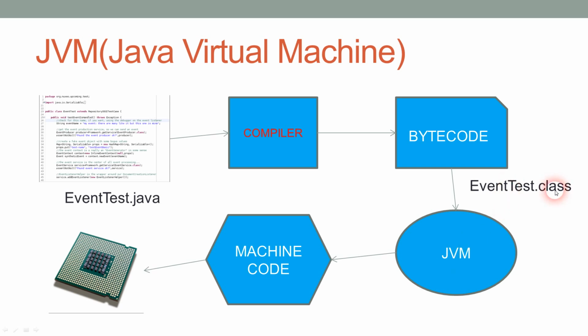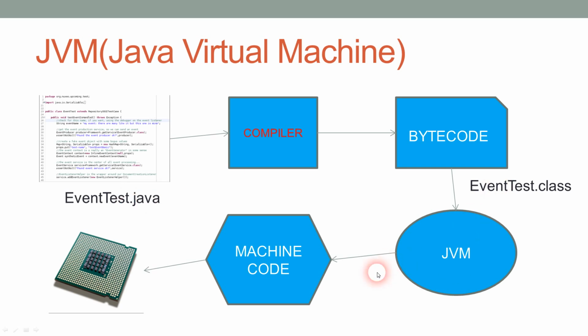So for this class file, I will have a different JVM for Linux, a different JVM for Windows, and a different JVM for Unix or others. The class file will be converted by the JVM to machine code depending on the operating system, and this machine code will be used by the processor and your program will run. This is what we call the Java Virtual Machine, the first part.